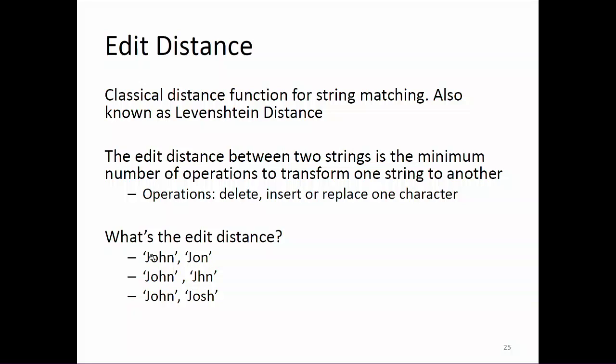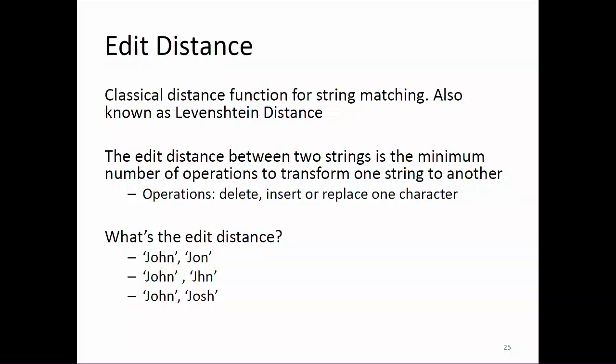I take the first string and I try to convert it into the second string. And the operations are insert, delete, or replace. How many letters do I need to add or delete from John to make it Jon? Just 1. If I take H out, it will be Jon. Similarly, in the second one, if I take O out, 1 operation. And in the third one, how many operations? 2. I think I have to take H out, and then I have to insert S, and I have to take N out, or maybe replace N with H. If you use 1 delete and 1 replace, it will be 2.